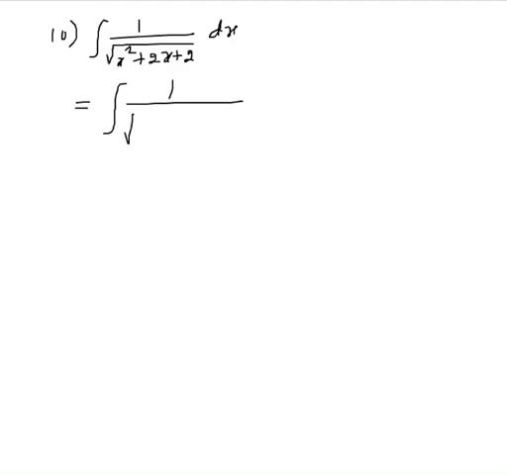Let us continue exercise 7.4. Question number 10. Integral 1 divided by root of x square plus 2x plus 2 dx. We have x square as well as x term. So we need to complete the squares. A square term is x square. So a will be x. 2ab term is positive. So plus.